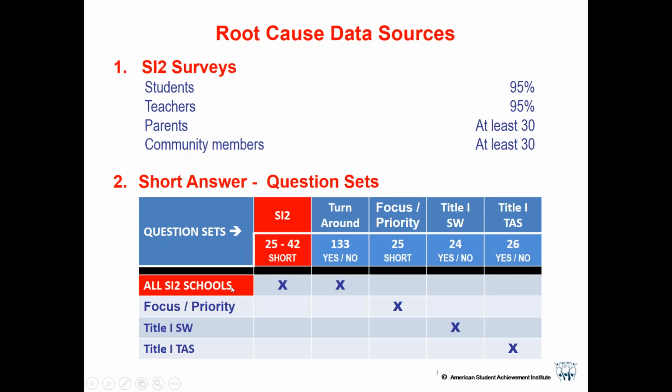Then all SI2 schools will also answer a series of questions around Indiana's turnaround principles. We really like the Indiana turnaround principles. We think thinking about those principles really helps you to make some good assessments of your building. There are a lot of them. There's 133 indicators that DOE has published.